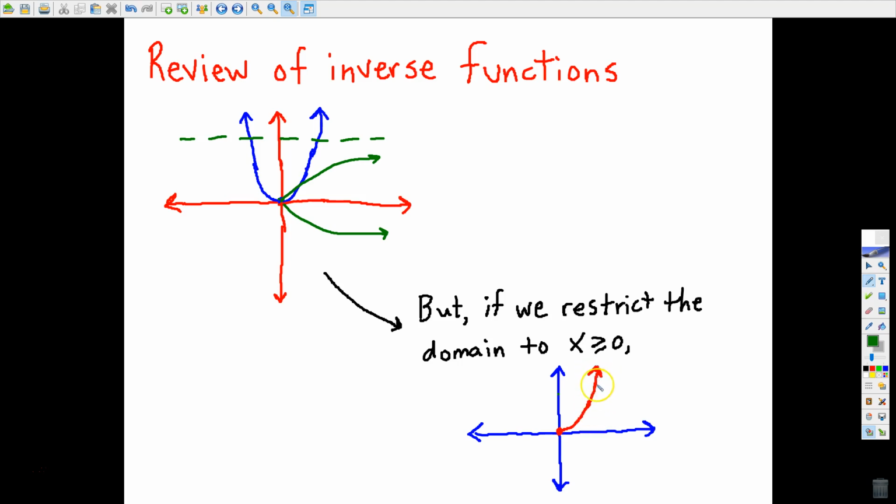Well, would this be a function? The red would be a function, definitely. It passes the vertical line test. Would its inverse be a function? Well, let's see. Does it pass the horizontal line test?